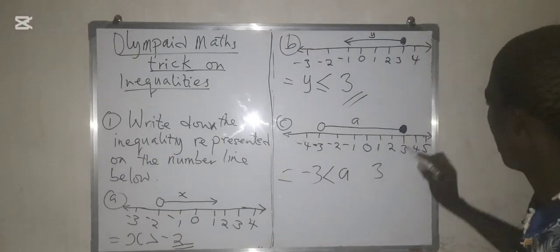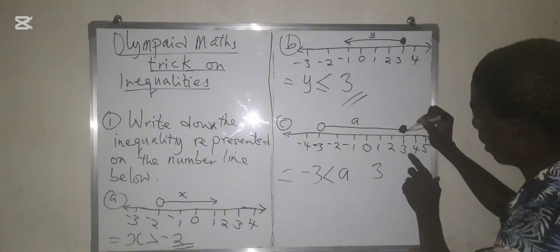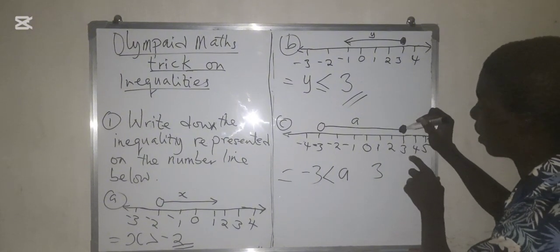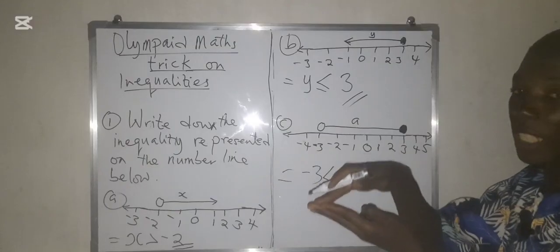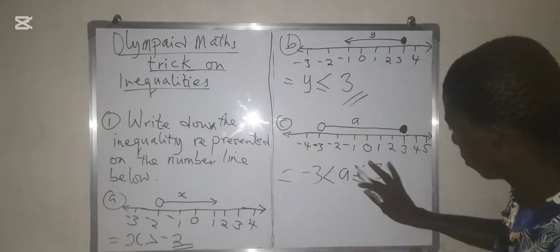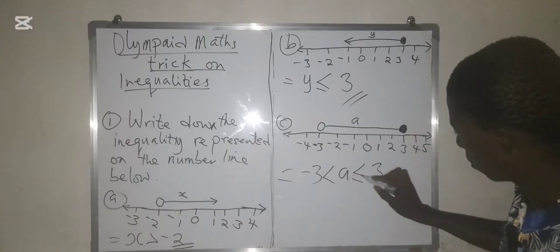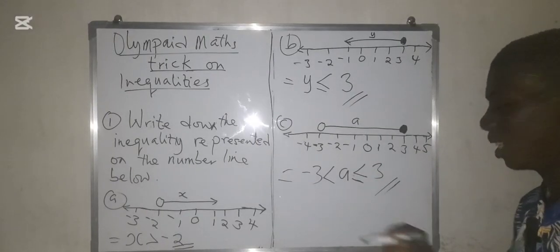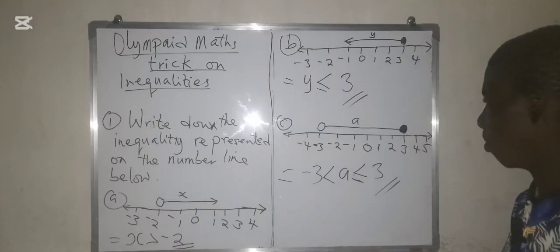Again, this other ring, which falls under positive 3, is shaded. So it's going to be less than or equals to. So now this is the inequality that is represented on the number line.